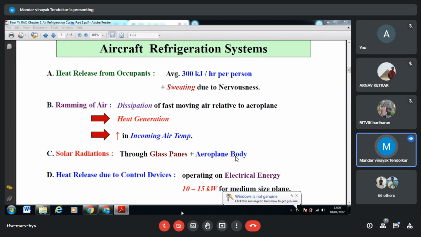Then heat release due to the control devices. There are hundreds of devices. How many of you have seen the cockpit of any big aeroplane? Not in a YouTube video or any photo, but in reality, physically. Has anyone seen the cockpit? How many devices are there? Aero people, have you seen the cockpit?